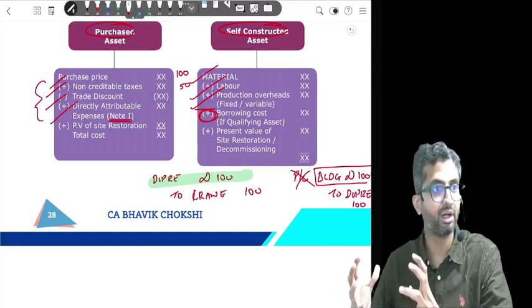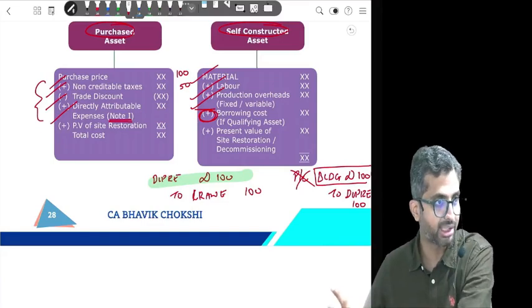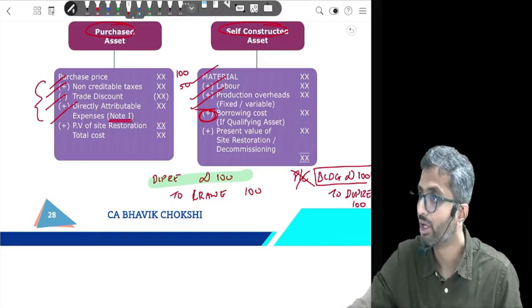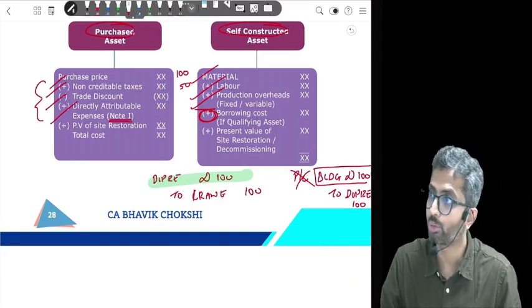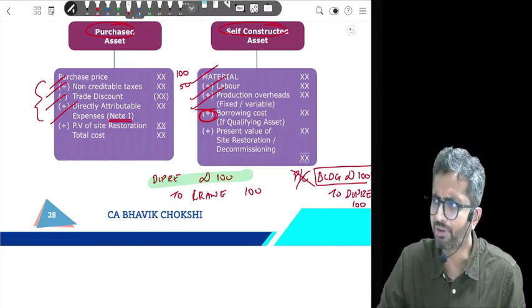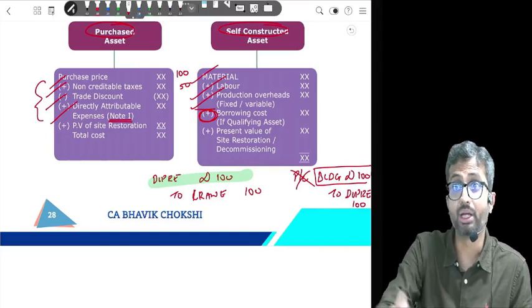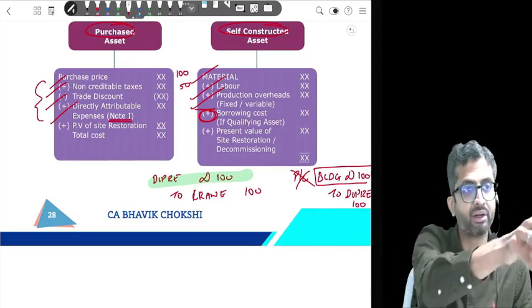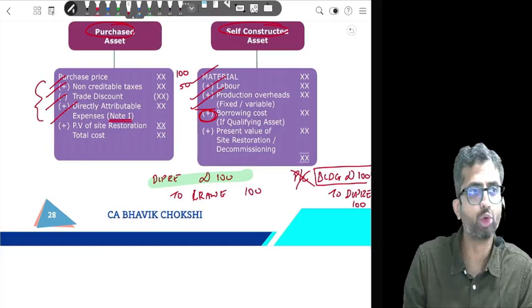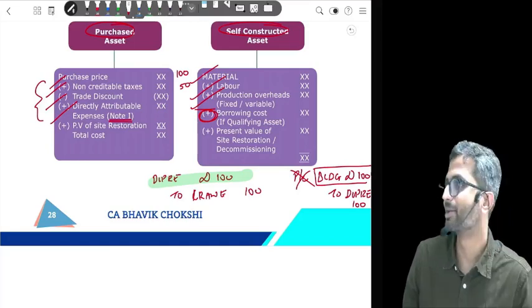Let us say you want to assemble something, you get labor for 2 months. Will you capitalize labor cost for 2 months? But it is not a qualifying asset. Still, do you capitalize labor cost? You don't have money, you pay interest. Do you capitalize interest for 2 months? No. Why no? Standard has told us.